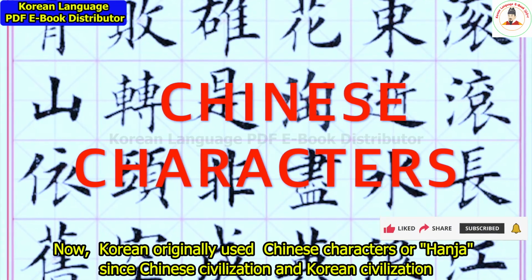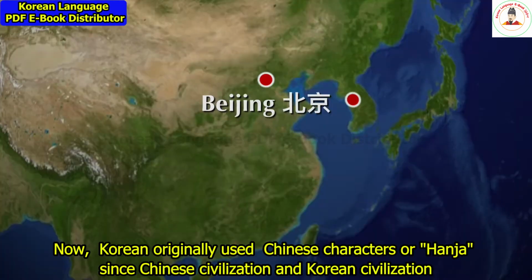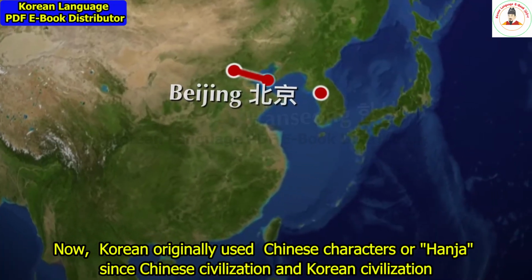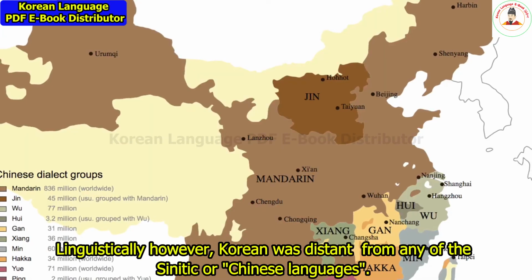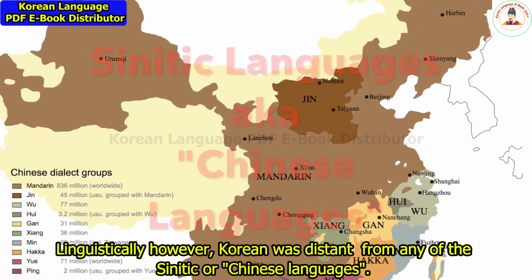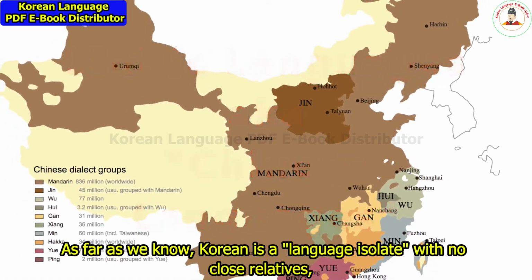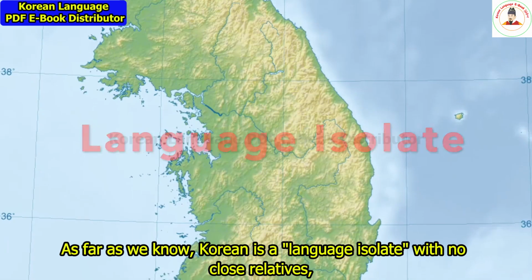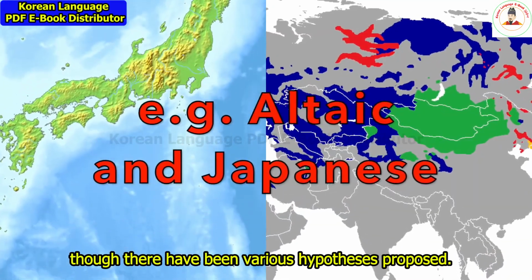Now, Korean originally used Chinese characters, or Hanja, since Chinese civilization and Korean civilization were neighbors, with influence shared between each other. Linguistically, however, Korean was distant from any of the Sinitic or Chinese languages. As far as we know, Korean is a language isolate with no close relatives, though there have been various hypotheses proposed.